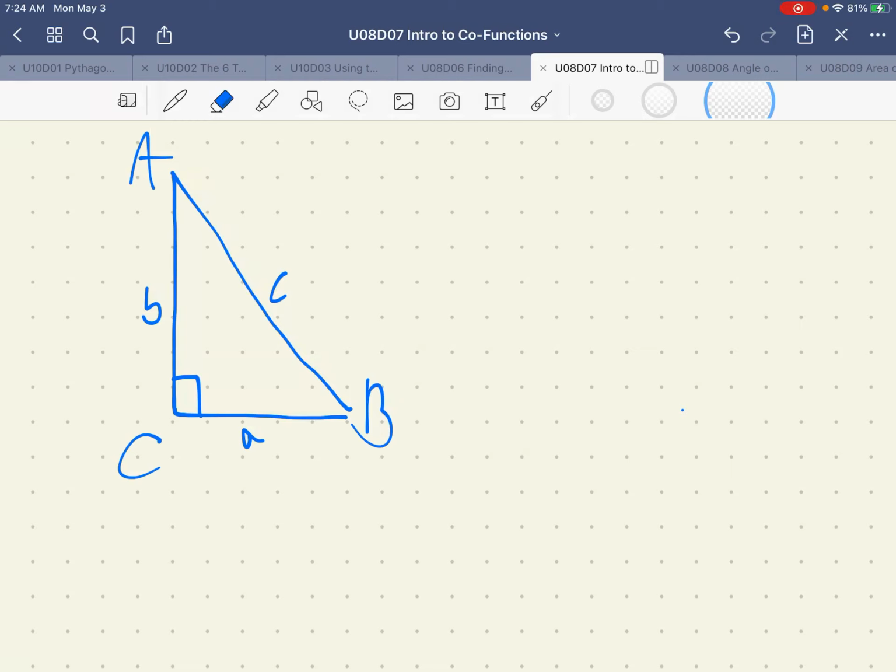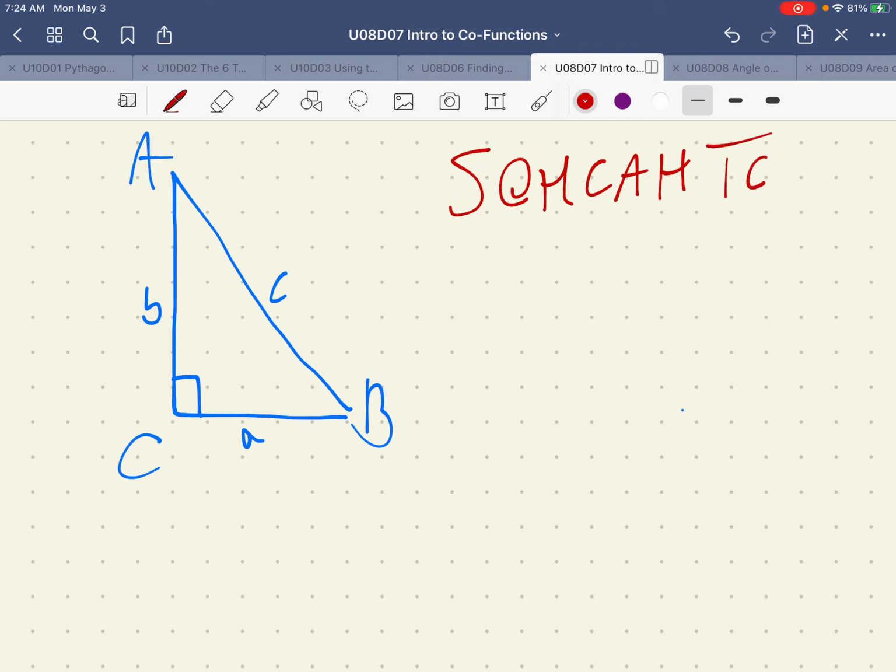So today we're going to be discussing cofunctions. We're going to focus on angle A for now. Do remember SOHCAHTOA, which is the mnemonic device to help us remember the trig functions, the three basic trig functions.